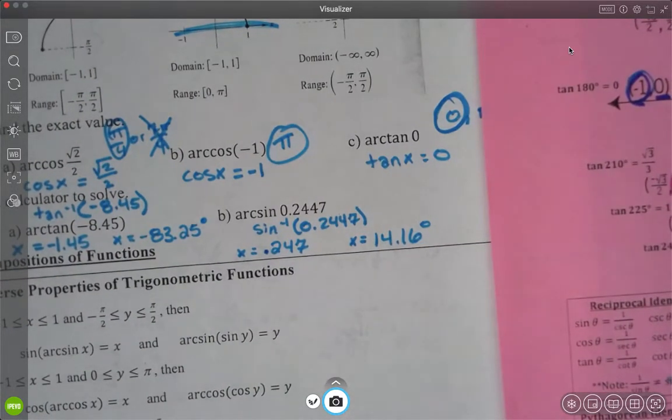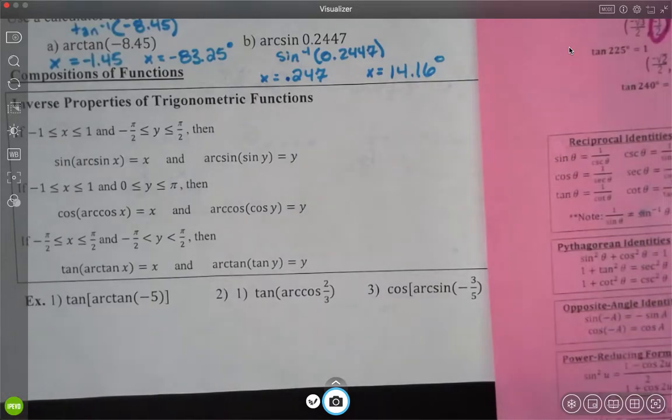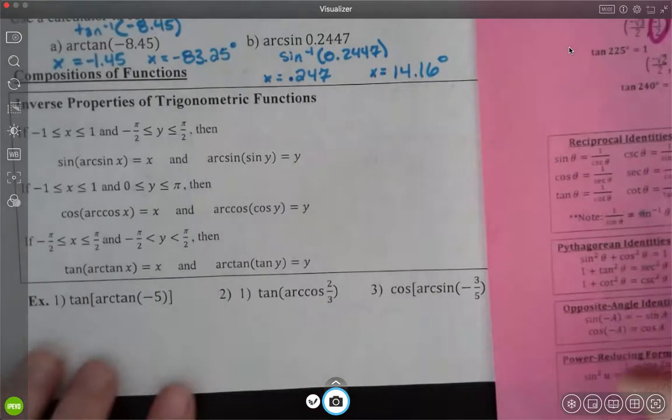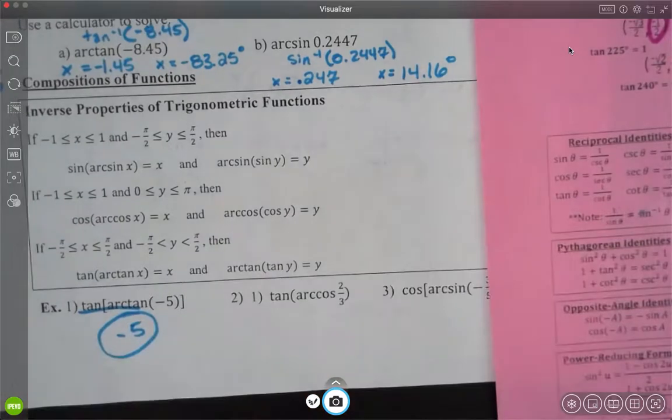Compositions of functions. Are we ready for this? Sometimes they cross out, okay? So when it says tangent and arctangent, those two go away, and it's -5 is the answer, and we love life because it's really nice and easy. But then you go to the other one. Ugh. Arc cosine is 2/3.